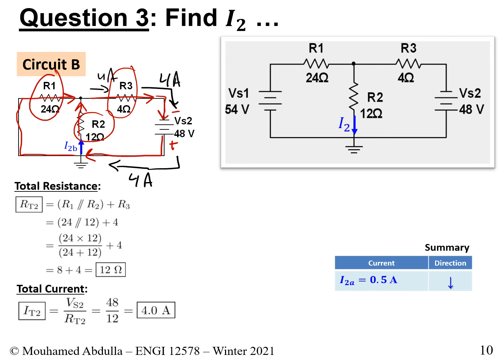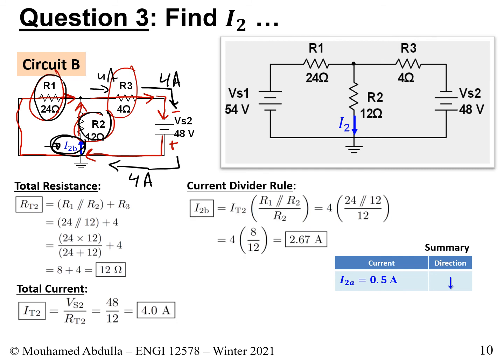Okay, this is 4 amps. So now that we have 4 amps, part of the 4 amps will go into R2, and the remaining part of the 4 amps will go into resistor R1. We want to know the part that goes into R2, and this will give us this value that we're after, I2B. So for this, we could apply the current divider rule. And if we do apply the current divider rule, this is what we get. We get the 4 amps.